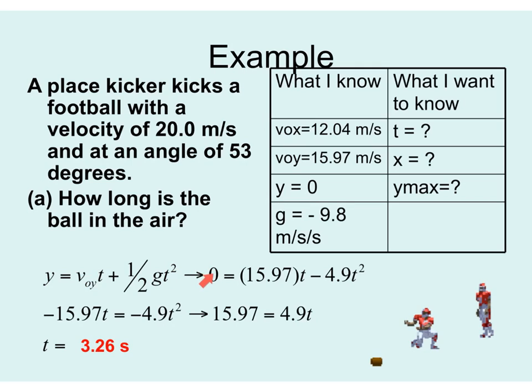Now we know that our initial y is going to be 0. We know that our vertical velocity was 15.97. Our time is our unknown. We've got t here. 1/2 times 9.8 is 4.9. Again, time is our unknown. We rework our problem over. We get negative 15.97 t equals negative 4.9 t squared. Then we're going to divide each side by t so that we get 15.97 equals 4.9 t. Divide each side by 4.9 and we get our time was 3.26 seconds.